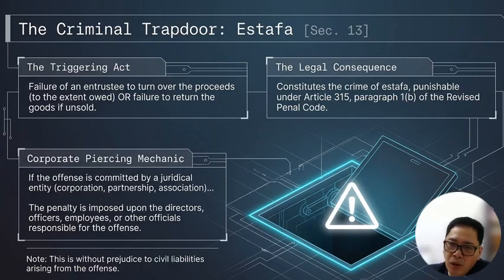Finally, falling through this criminal trapdoor does not erase the original financial obligation. The law explicitly states that holding these individuals criminally liable for estafa is without prejudice to the civil liabilities arising from the criminal offense. This means that the responsible individuals may face imprisonment while still being legally required to pay back the financier.